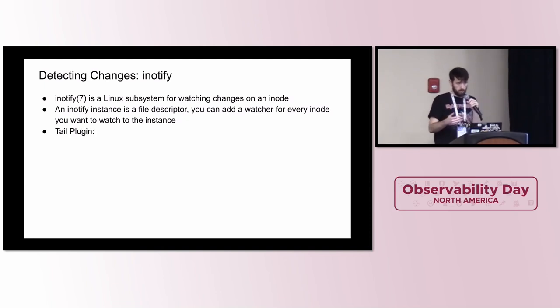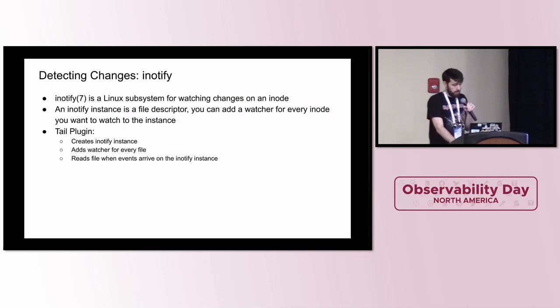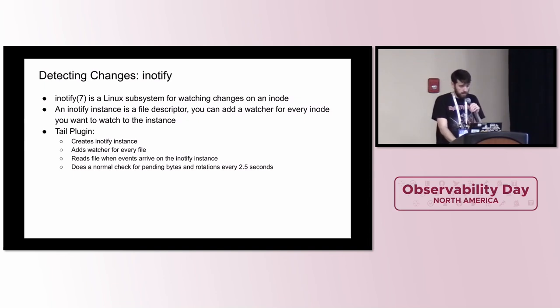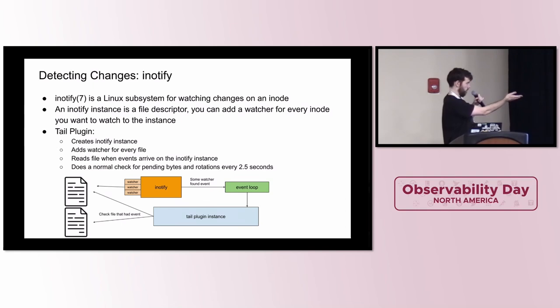And what Fluent Bit will receive is events like IN_MODIFY, saying that this inode was modified, or IN_MOVE_SELF, meaning this had a move operation on it, or there's a few other options, but those are the main ones that Fluent Bit cares about. So what the tail plugin does in this case, it will create an iNotify instance. It will add a watcher for every file that it's tracking. It will read the file that correlates to the events that it receives on the iNotify instance. And every 2.5 seconds, it will still do a separate check from iNotify for if there's any pending bytes that haven't been caught at the current moment. And that's a diagram that I drew that maybe I should have just had show up on the slide earlier.